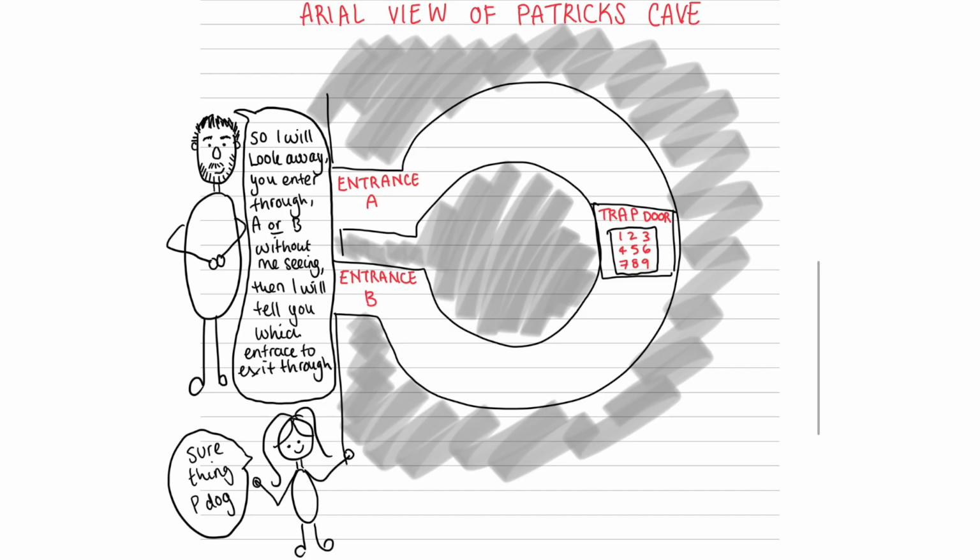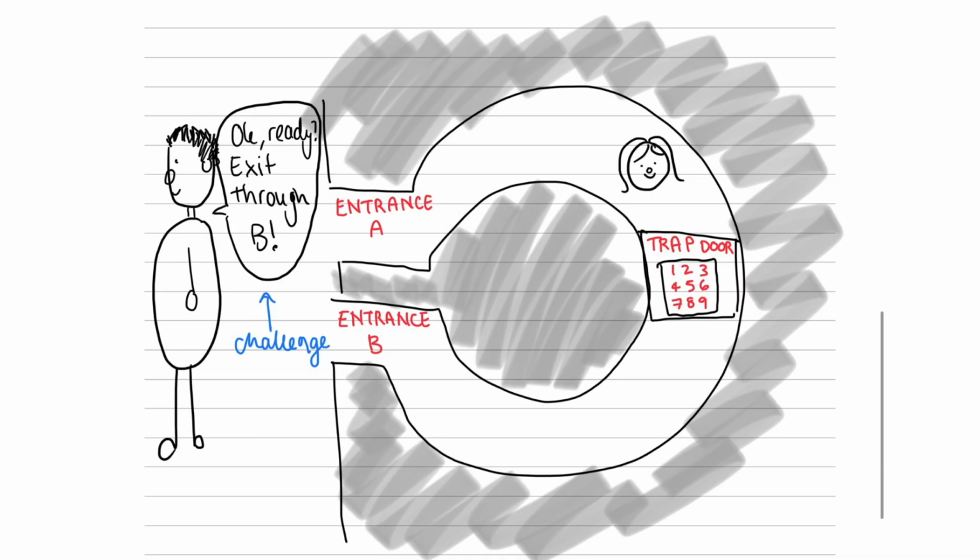And then Patrick says, "I know how to figure out if you know the solution. What I'm going to do is turn around. You are going to enter through an entrance. I don't know which one. And then I'm going to tell you which door to exit through." So Patrick turns around. Ciara enters through entrance A. Patrick says, "Exit through entrance B." She enters the combination code. She runs through. And she exits through entrance B.